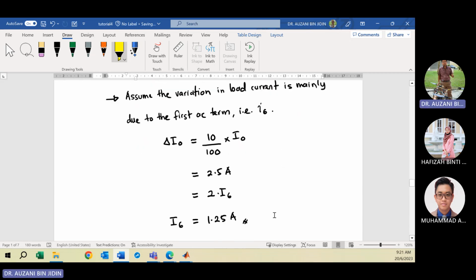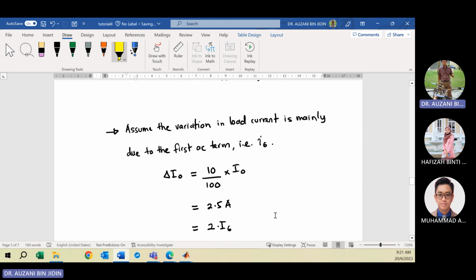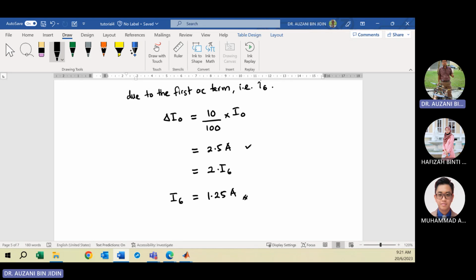Okay, then here, you need to put assumption and make sure you write the assumption that you apply to solve the problem. So assume the variation in load current is mainly due to the first AC term. And for the three phase, the first AC term is I6, and for single phase, I2. Okay. So then here you calculate the current limit, which is 2.5 ampere.